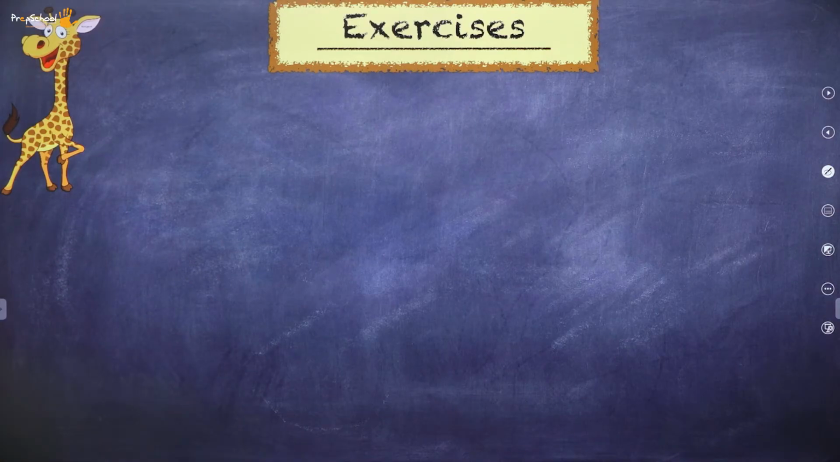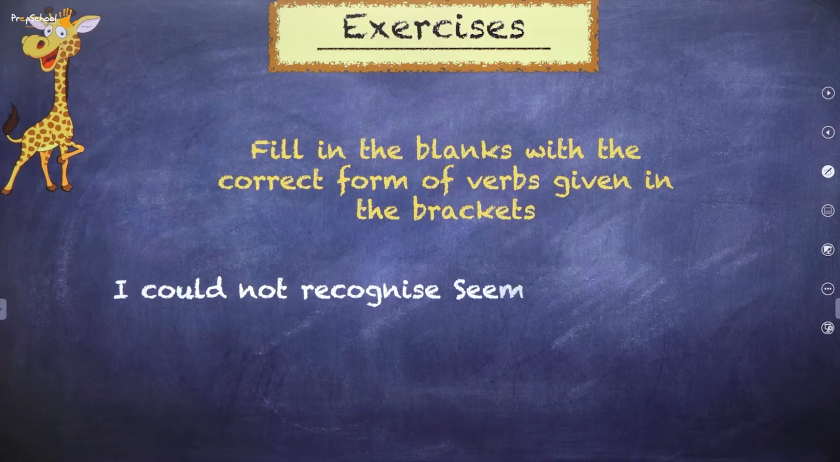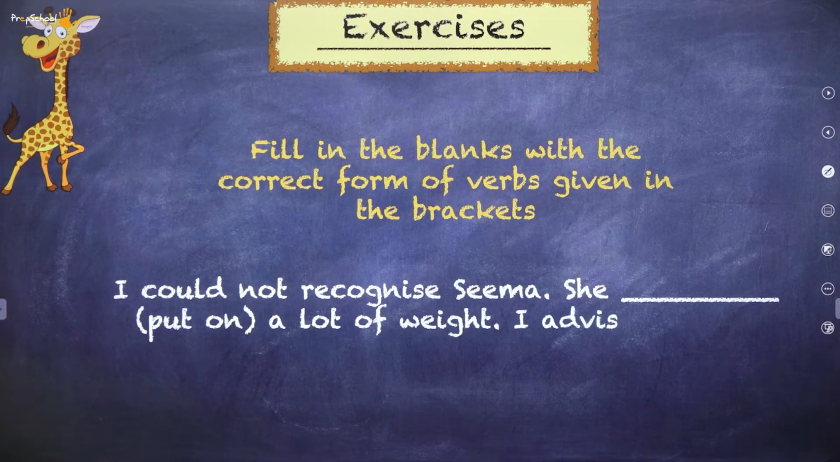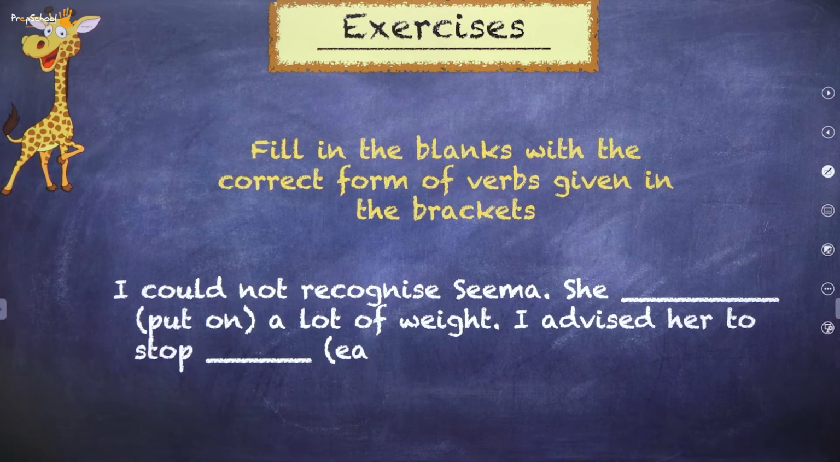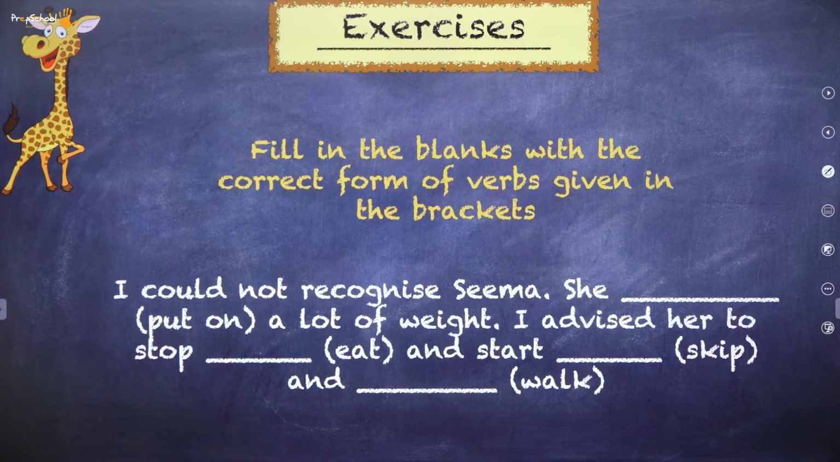So let's start with the first one. Fill in the blanks with the correct form of verbs given in the brackets. I could not recognize Seema. She dash put on a lot of weight. I advised her to stop dash eat and start dash skip and dash walk. So how are you going to fill this?